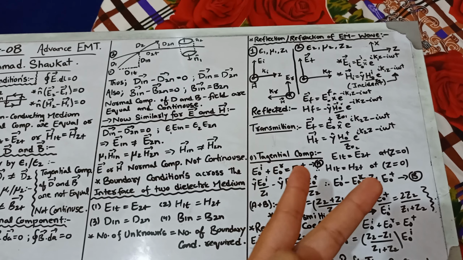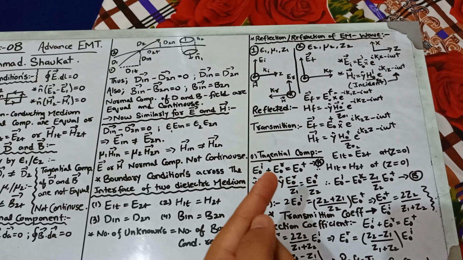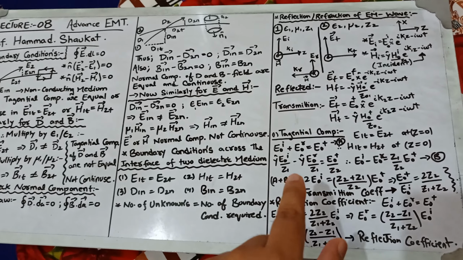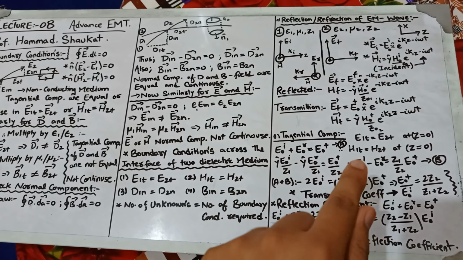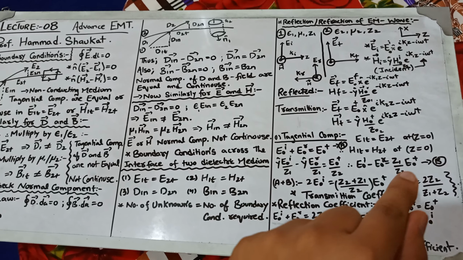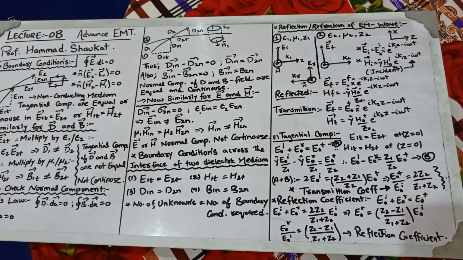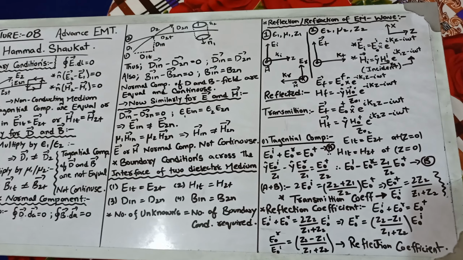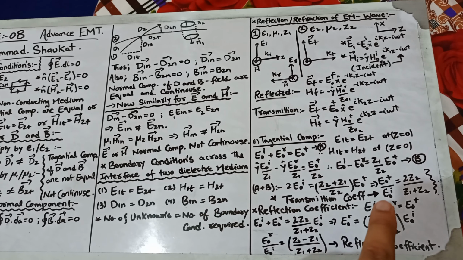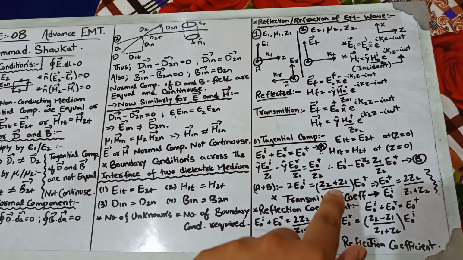So you have to solve equations A and B. Let's add both equations. You can see this plus E_0r cancels with this minus E_0r. You will only be left with E_0i plus E_0i, which becomes 2E_0i, and you sum up these two to get the final result. Because we have to find the transmission coefficient, and we know the transmission coefficient is basically E_0t divided by E_0i, you have to solve this equation for E_0t divided by E_0i.